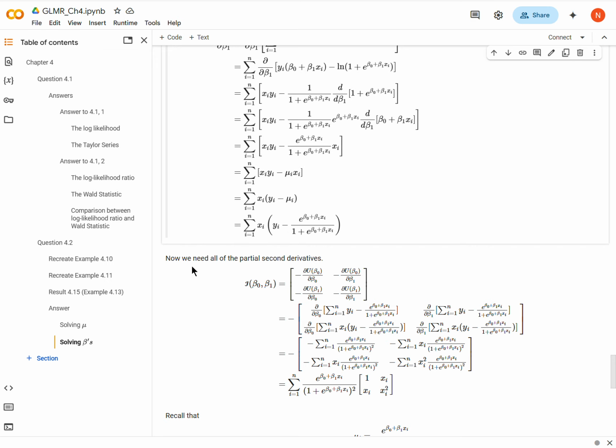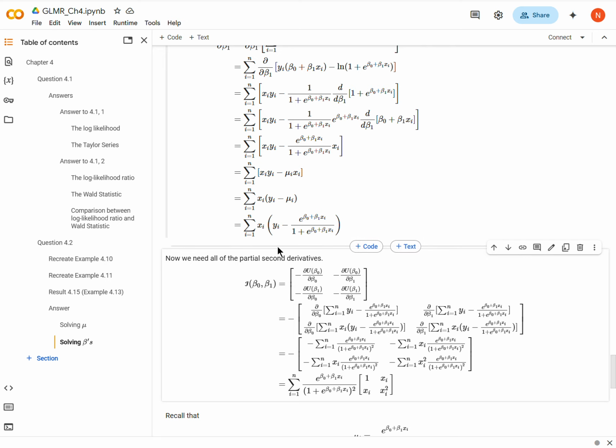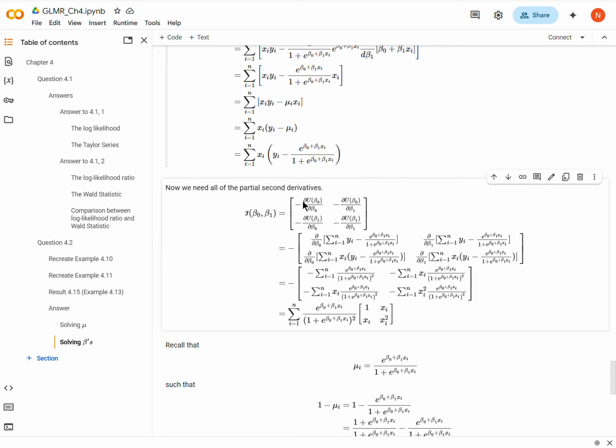So now we need all of the partial second derivatives for our information matrix, right? And so our information matrix is going to be in terms of partial derivatives. So it's the derivative of the score function for beta naught with respect to beta naught and beta 1, and then along the bottom row, the score function for beta 1 with respect to beta naught and beta 1.